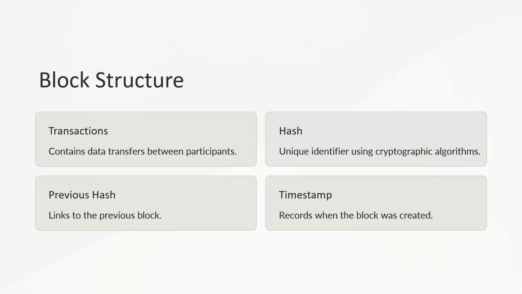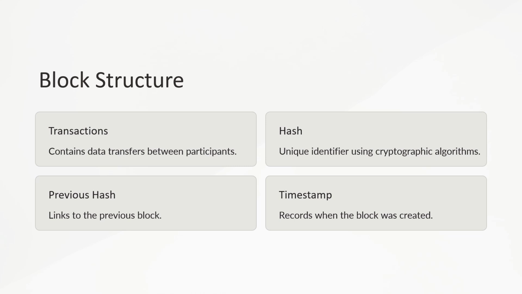A blockchain consists of sequentially connected blocks, which are files stored on the blockchain where transactions are recorded. Each block contains transactions, which are data exchanges between participants, a hash, which is a unique fingerprint identifying the block, a previous hash, which is a link to the block before it, and a timestamp, which contains the date and time the block was created.